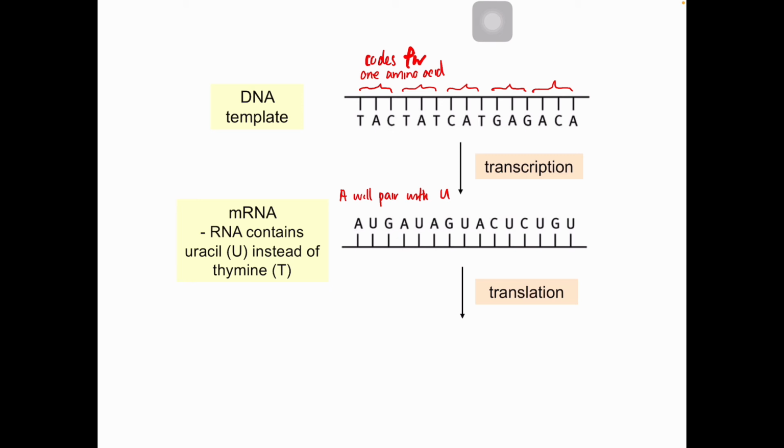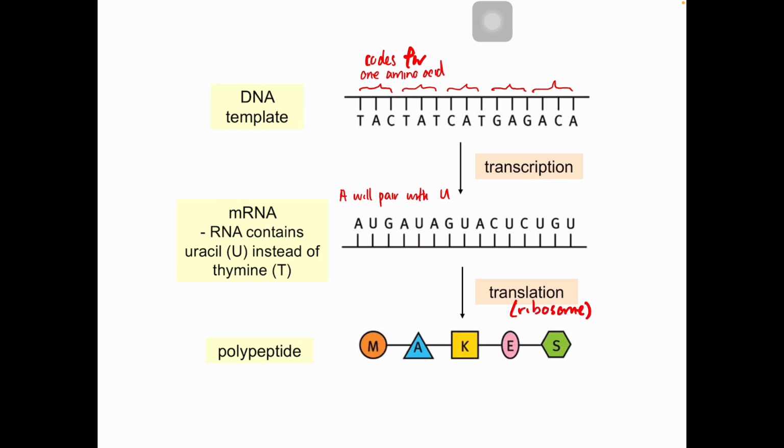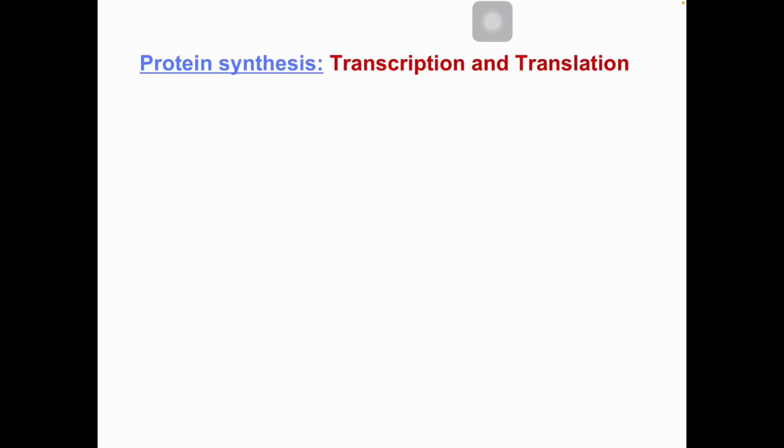Then the next step, translation. In translation, the ribosome reads the mRNA, interprets it as a code, then uses it to form the strings of amino acids as you can see over here. Right, so then this will form your polypeptide. So this entire two-process allows us to understand how exactly proteins are being synthesized. We use the process called transcription and translation to describe protein synthesis.